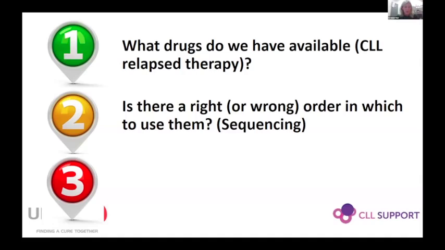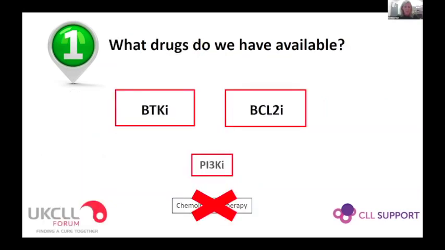So this question about how should we be sequencing things? And then a few future possibilities. So just highlighting a couple of things from ASH in terms of future possible drugs. And as we go along, if there are relevant up-to-date new data from ASH, then we'll stick those in as well. So first of all, what drugs do we currently have available in the relapsed CLL setting?